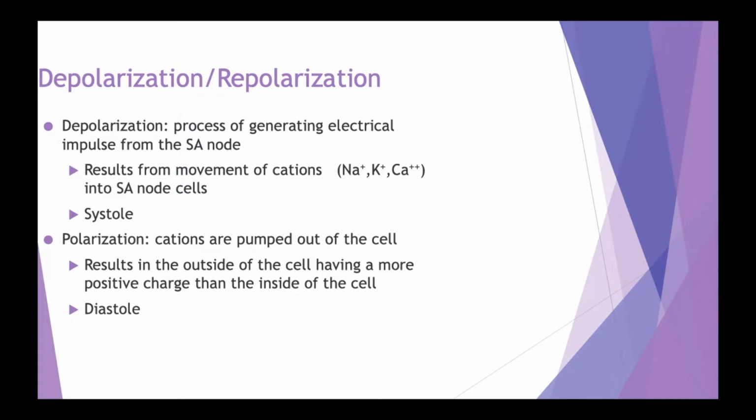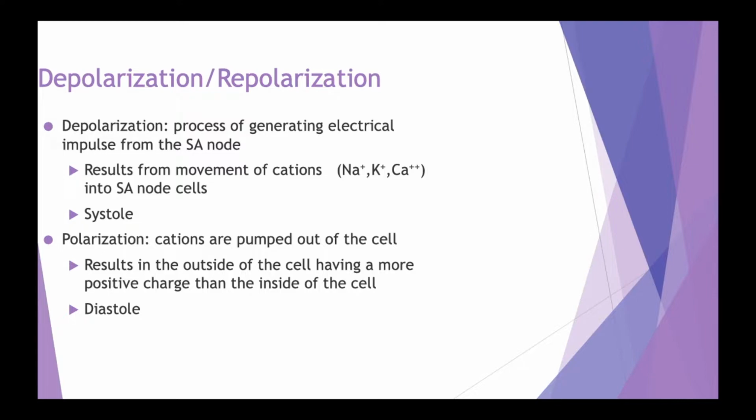And then of course we've got depolarization and repolarization. Depolarization is the process of generating an electrical impulse from the sinoatrial node, and this results from movement of cations across cell membranes. The cations we're talking about are sodium, potassium, and calcium into the sinoatrial node, and this happens during systole. In polarization, the cations are pumped out of the cell, and this results in the outside of the cell having a more positive charge than the inside of the cell.